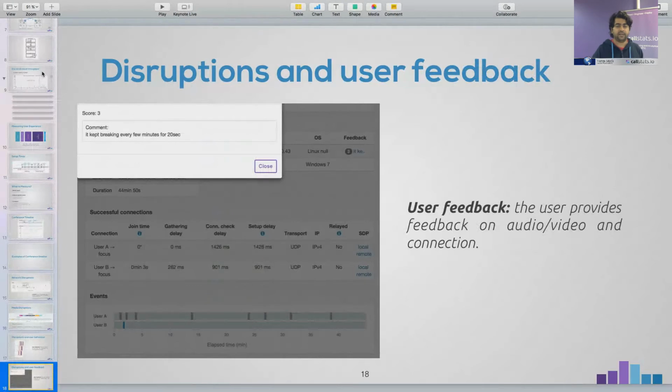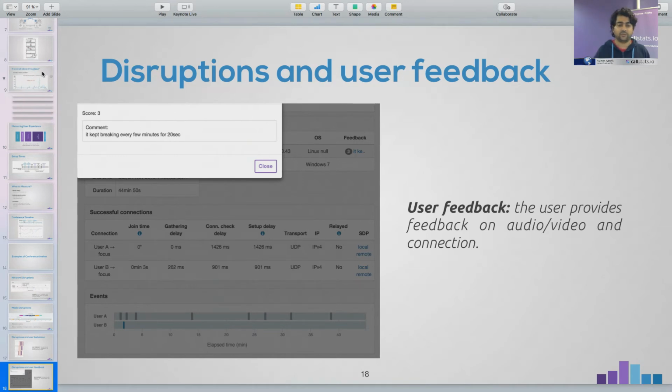And as I said, we collect user feedback. This is another one where a person gave a score of 3, and he says in his own words, it kept breaking every few minutes for 20 seconds, which was very, very accurate, because if you see user A and user B, user B is reporting that user A was disrupted in some form, and you can particularly say that every few minutes, and the width of it was roughly about 20 to 30 seconds.